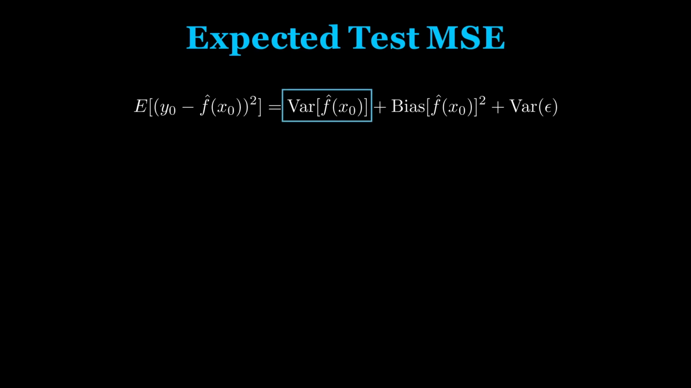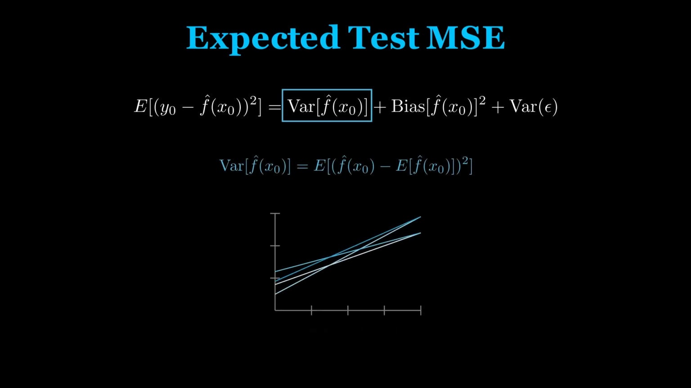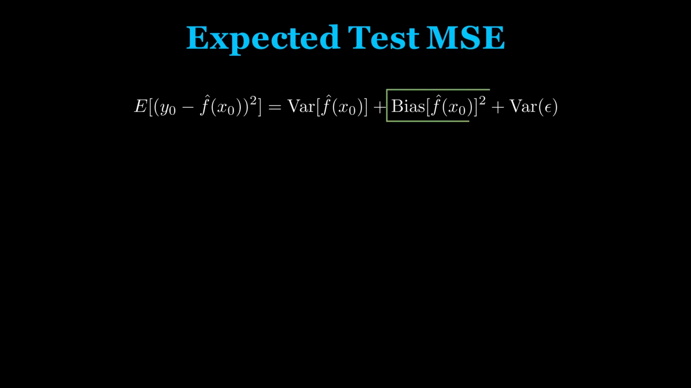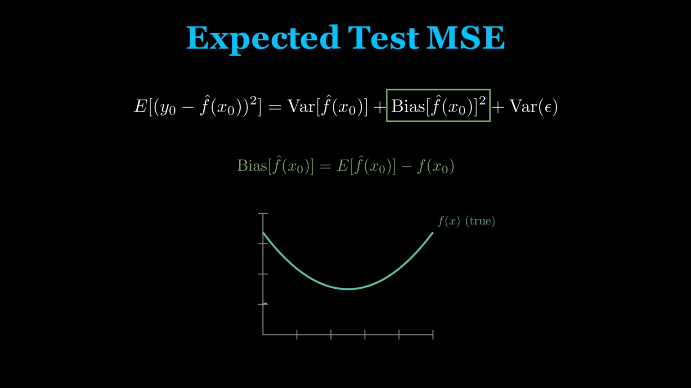Now, let's break these down. First, we have variance. This is a measure of the squared fluctuation of the estimate around the mean estimate. If it changes a lot, you have high variance. Next, we have bias. This measures, on average, how far the predicted value is from the true relationship between x and y. For example, if the actual data follows a curve and the model is a straight line, the bias will be high.